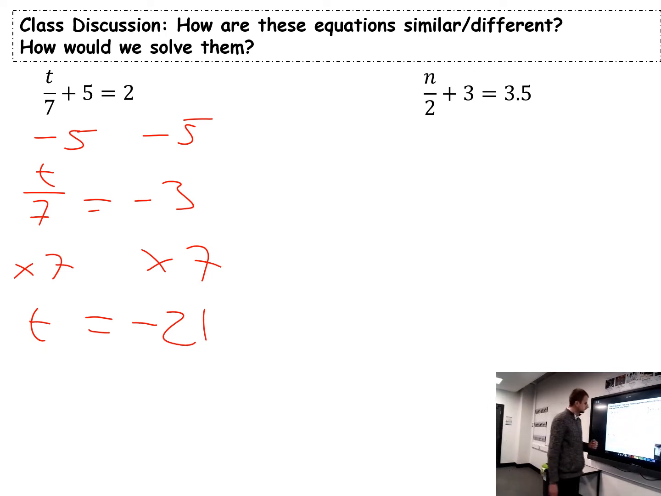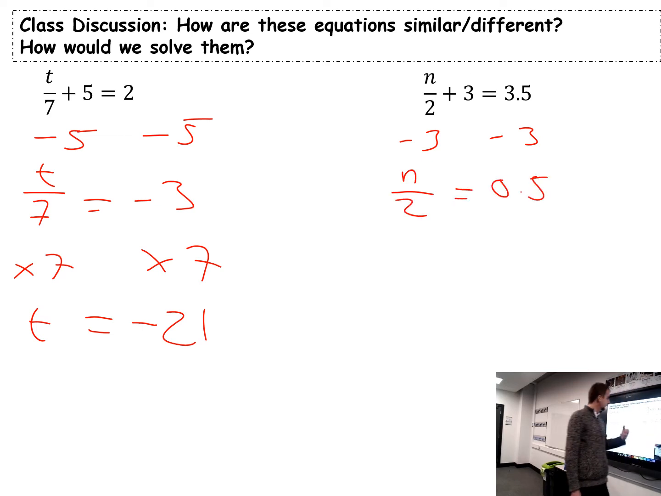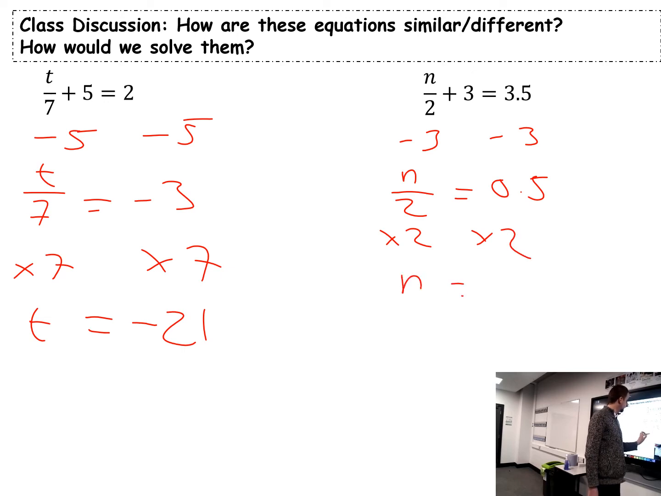So here, what's the opposite to adding 3? Subtracting 3. N over 2 is equal to 0.5. We want n on its own, so the opposite to divide by 2 is multiply by 2. So 0.5 or half times 2 is equal to 1.